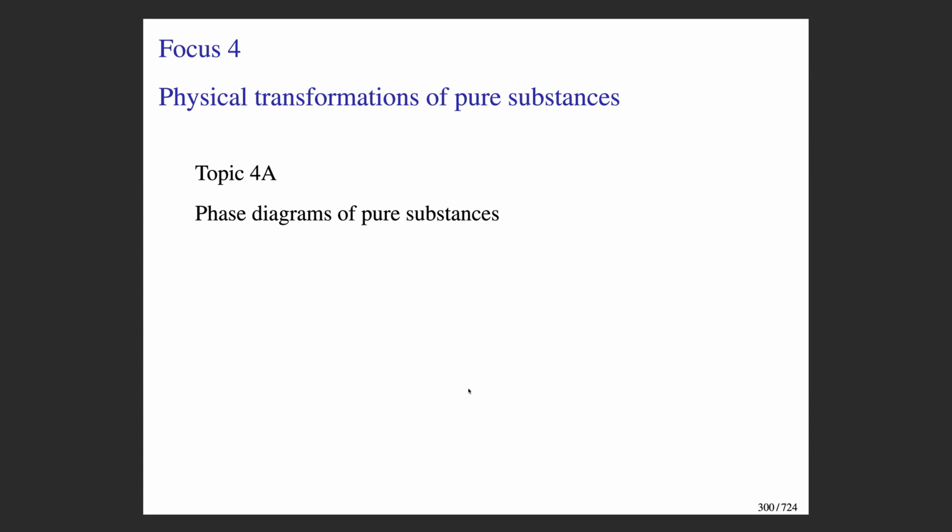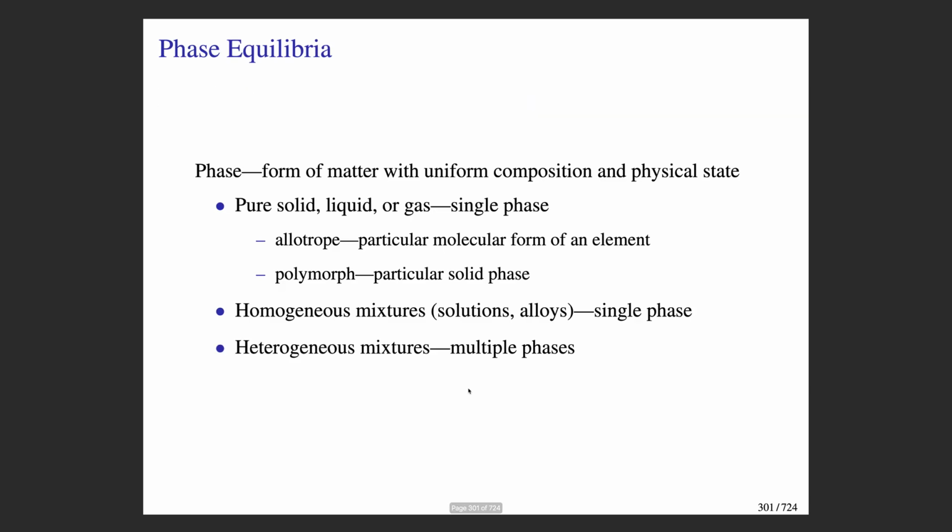Okay guys, in this video we are going to discuss phase diagrams and related topics. And so just a few definitions from general chemistry. Recall that the term phase refers to a form of matter that has uniform composition and a definite physical state, which could be solid, liquid, or gas. So we would say that these would be a single phase.